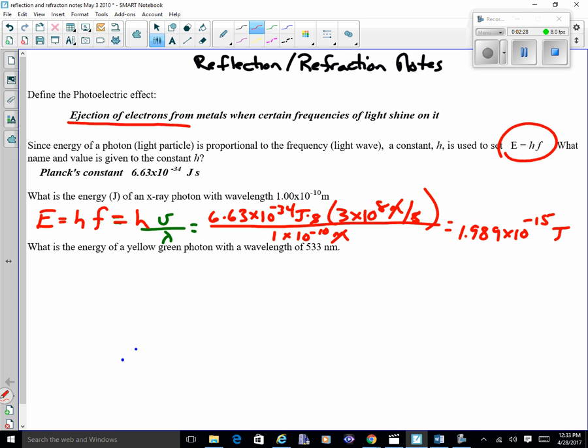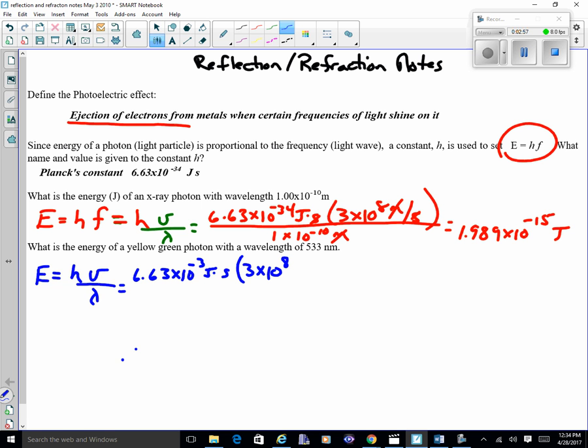The next one you have to do is figure out the amount of energy of a yellow-green photon. This is going to have less energy because it's now visible light instead of an X-ray. So we'll do the same formula again, E equals hf, but instead of f, I'm going to put in a velocity and a lambda. We've got 6.63 times 10 to the negative 34 for Planck's constant, joule seconds. You've got a velocity, once again, of 3 times 10 to the 8th, because it's moving at the speed of light, meters per second.